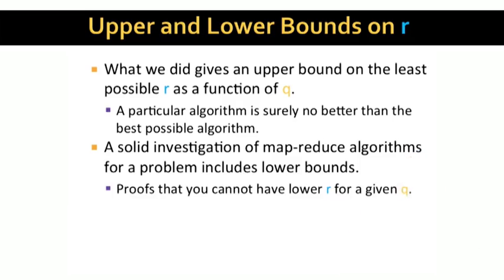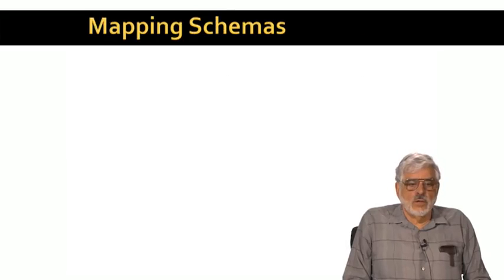So what we want to address now is how one could go about proving that R cannot be less than a certain function of Q. In order to prove lower bounds on replication rate for a given problem, we need to be able to talk about every possible algorithm that solves a problem.